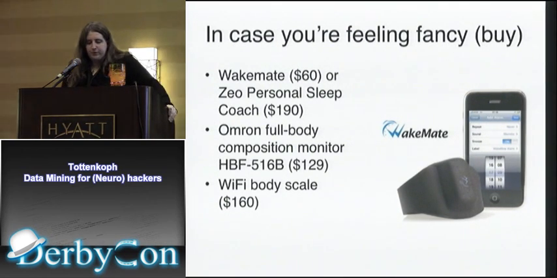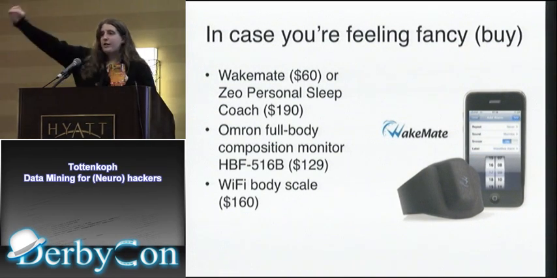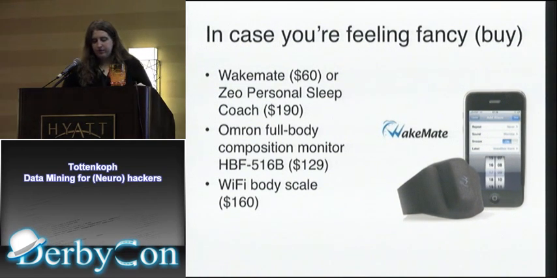There's the Omron full body composition monitor, which is about $129, and there's the Wi-Fi body scale, which is $160, and what that does is it tracks your weight and your BMI and your height, and then it sends it wirelessly to your computer for you.